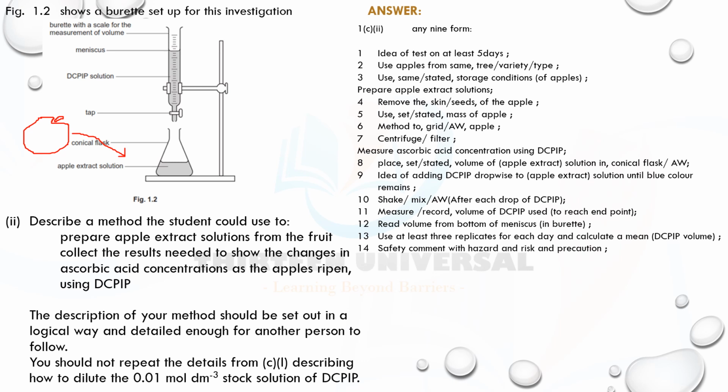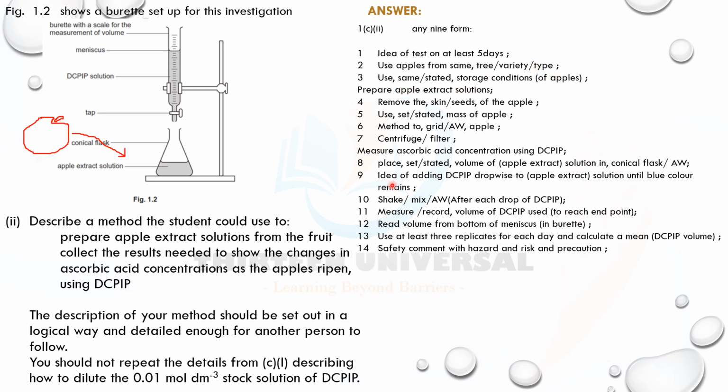All right, your dependent variable, your constant variable is standardized. Guys, watch this. Now, see, ideally test at least 5 days, I've listed that. Use apples from the same trees. So this is your standard variable, because they must come from the same trees of the same variety. Use the same storage condition for apples.